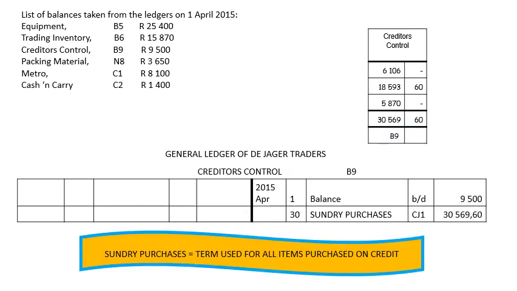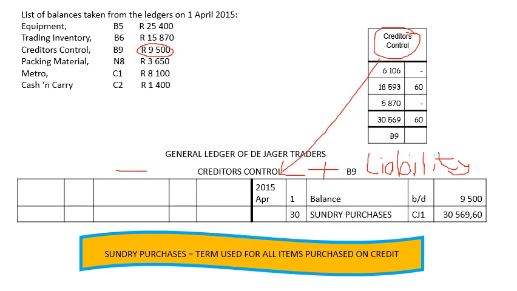The next column I've used was creditors control. The name of the column tells you the name of the account. Now, creditors control is a new account. This is a liability. Liabilities increase on the credit side and decrease on the debit side. Creditors control had a balance of 9,500 Rand. Because it's a liability, this balance will be on the credit side. In total, we bought stuff to the value of 30,000 and something. So we owe our creditors more. That's why it's on the credit side.